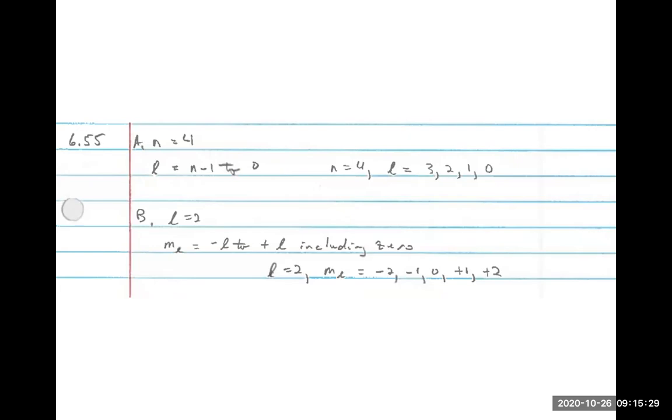And then on the next one where they're telling us L equals 2, and they want M sub L, you would be expected to know that M sub L is equal to -L to plus L, including 0. So in this example, if L is 2, then M sub L would be -2, -1, 0, +1, +2. And then the third one, once again, if M sub L equals 2, what is L? And that's -L to +L. So 2, 3, and 4.